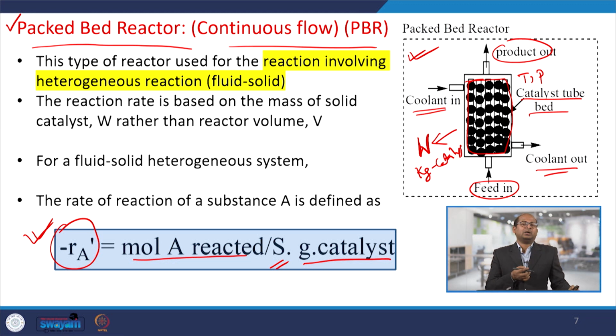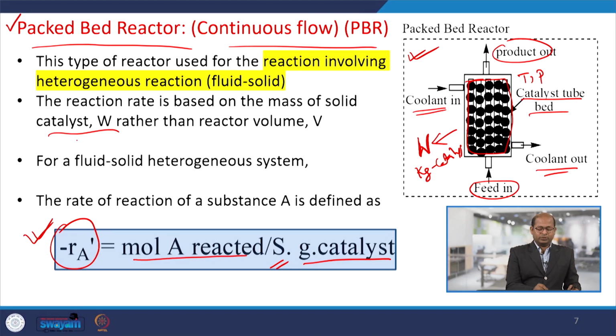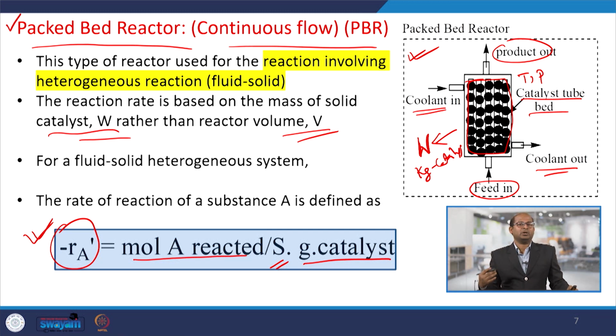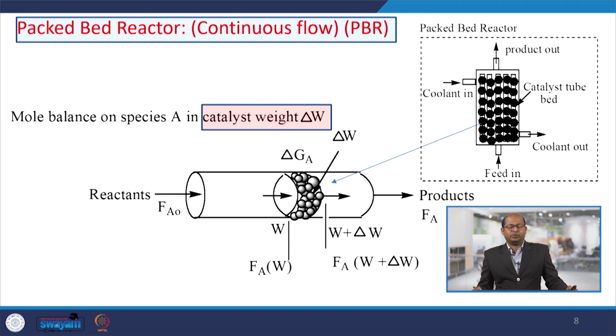Otherwise, in the case of CSTR or plug flow reactors, the rate would be moles of A reacted per unit time per unit volume, where volume is important. Therefore for those reactors we consider the volume when designing, and for this type of reactor we use only the weight or amount of catalyst required to design it.